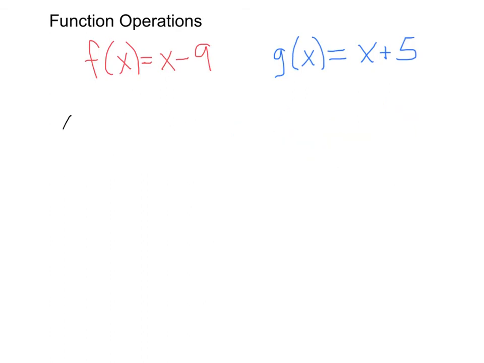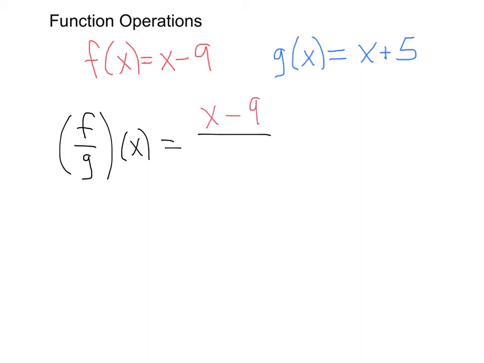Okay, lastly, let's go ahead and do f divided by g of x. Same thing, let's take our x function, our f function, that's x minus 9. We're going to be divided by our g function, which is x plus 5. And looking at this, I can't factor, I can't cancel anything out, so we're actually done here.